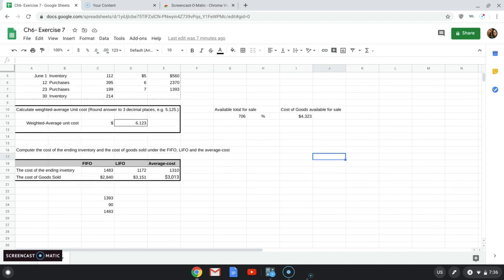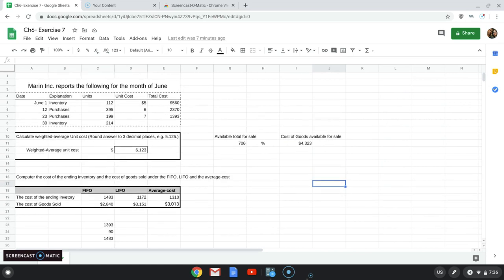Now, for the second question, we're going to be viewing the cost of ending inventory from FIFO, LIFO, and average cost, and the cost of goods sold from FIFO, LIFO, and average cost. So we're going to go one by one so we can have these three clear on how we can get this information.